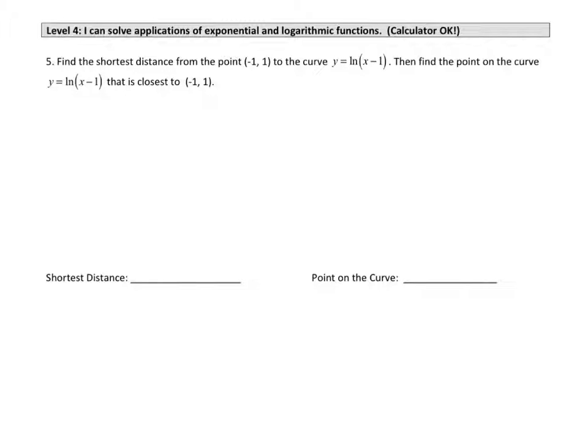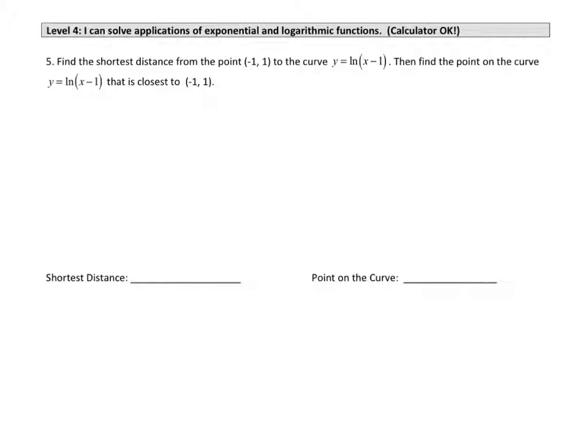In level 4, there are two problems you should know how to do. One is the shortest distance from a point to a curve, and the other is that rectangle problem, maximizing the area of a rectangle under a curve. So I'll go through an example of that one too, even though it's not on here. But first we're going to go through the shortest distance from a point to a curve.